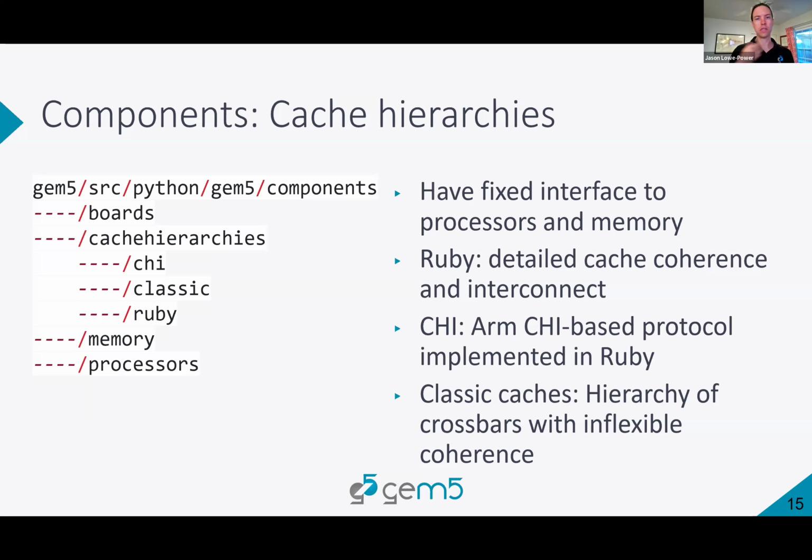The CHI, or Chai, I'm not really sure how you say it, to be honest, is based on the ARM protocol, and it's a specific ARM protocol that's been implemented in Ruby. And then the classic caches are relatively flexible. You can create any hierarchy you want, except that you're stuck to this hierarchy of crossbars, and you don't have any control over what the coherence protocol is. It's just baked in. I personally will sometimes use classic caches if I'm just prototyping something, but when I really care about the performance of the system, I switch over and use a specific Ruby protocol or the CHI protocol.